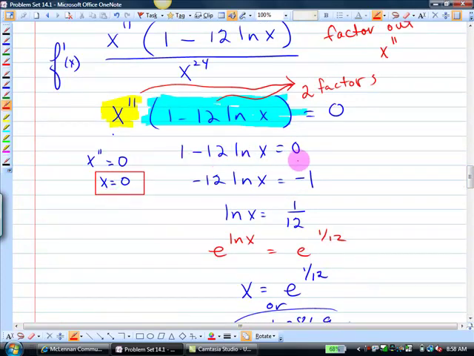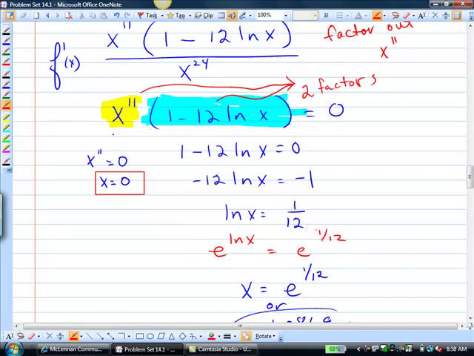Now, when we do this one, let's follow the steps. I'm going to subtract this 1 to the other side, so I have negative 12 ln x equals negative 1. Then I'm going to divide by 12 on both sides. So now I have ln x equals 1/12.